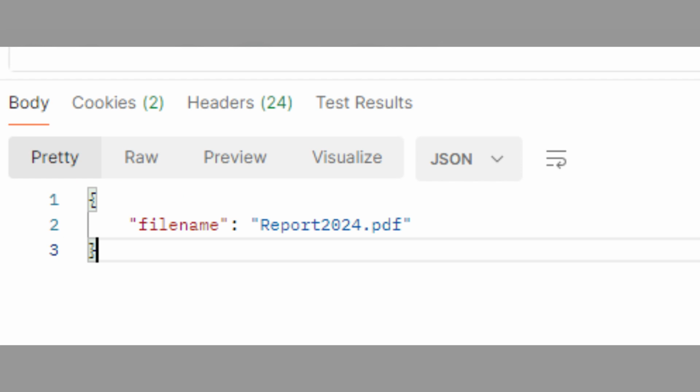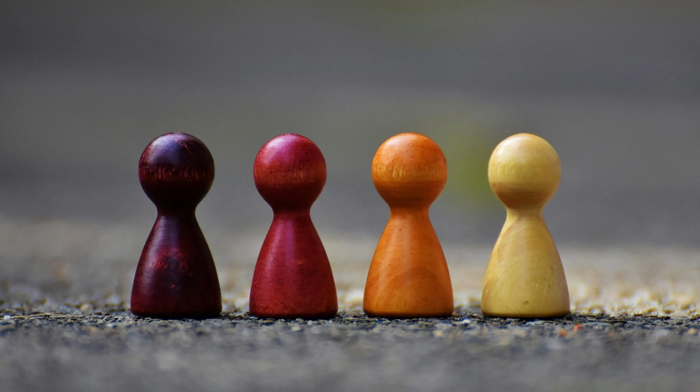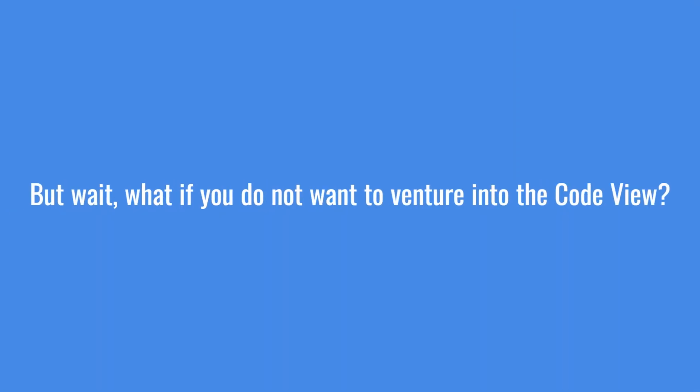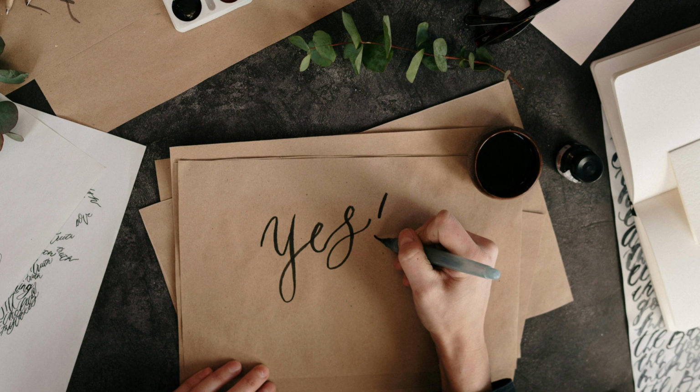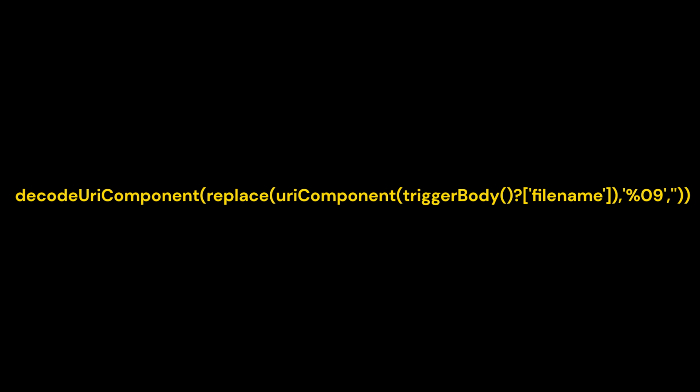This methodology extends to other enumerated special characters. But wait, what if you do not want to venture into the code view? Is there any other solution? The good news is that yes, that is another solution. So instead of using the code view, just add a variable with the following expression.